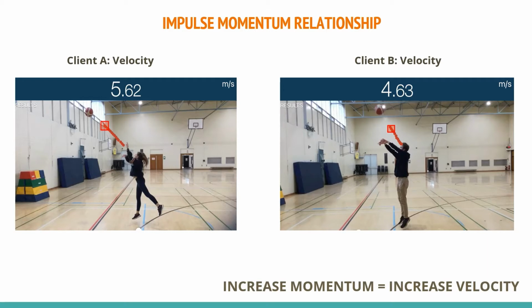In the results, client A has a greater velocity average of 6.01 meters per second compared to client B, who has an average velocity of 5.631 meters per second. Therefore, client A uses more momentum than client B to throw the ball.